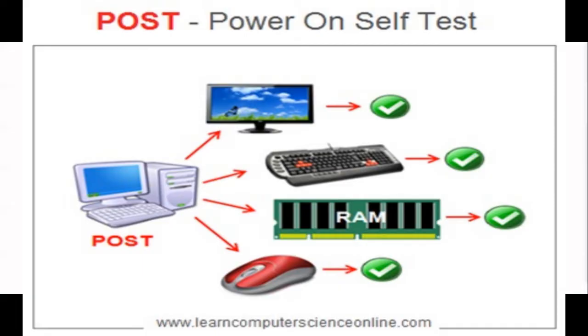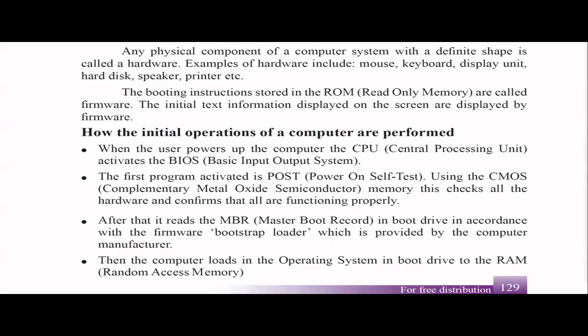So if the POST is successful, usually there will be a short beep sound. But if there are problems, there will be different kinds of beep patterns to the user, because it can be some visual messages as well, or it can be audible beep sounds. So from these, it will send some message to the user, whether there are some problems or it is successful, right?